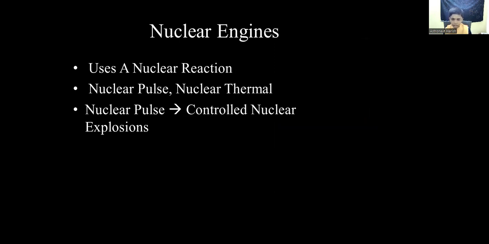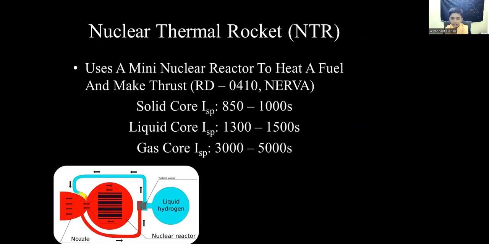As this is dangerous, we have only invented nuclear thermal engines. Nuclear thermal engines use a mini reactor to heat the fuel and make thrust. Only two countries have been successful making this type of engine: the Soviet Union's RD-0410 and the American NERVA.